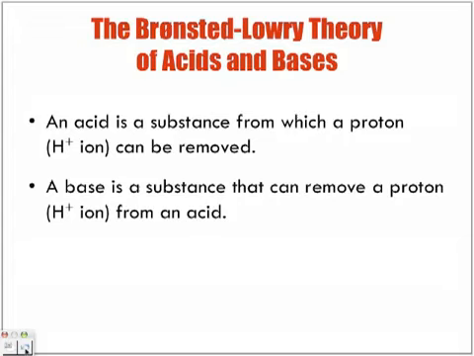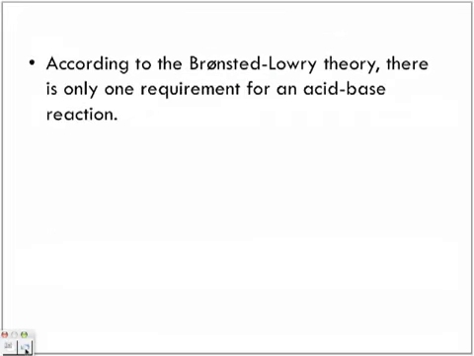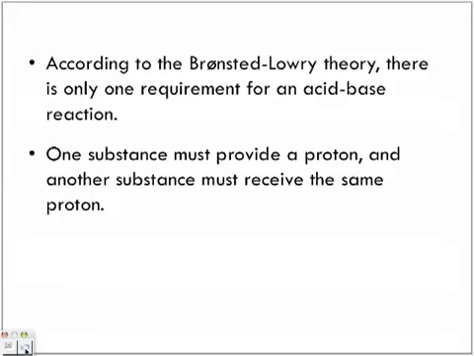But again, that's still the idea of the OH for our bases. Now it's no longer the hydrogen ion, it's actually the hydronium ion. According to the Bronsted-Lowry theory, there is only one requirement for an acid-base reaction. One substance must provide a proton, and another substance must receive that same proton. So one of them is going to give up the hydrogen proton. The other one must pick that up. So the one that picks it up is what's going to become the acid. The one that gives it up is what's going to be the base.